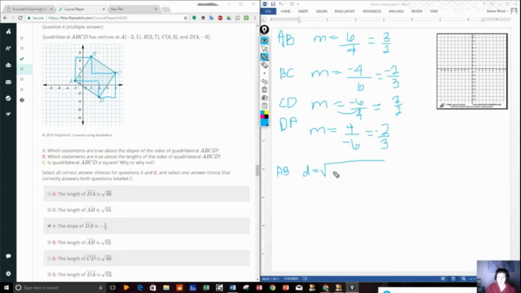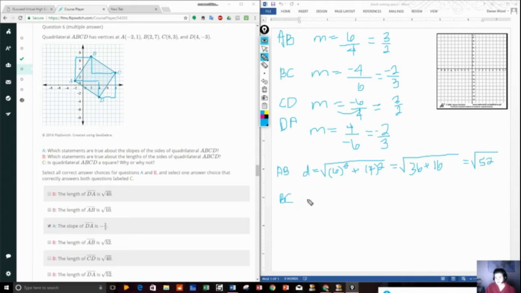So AB's length is equal to the square root of the vertical distance squared plus the horizontal distance squared, which equals, alright, so 6 squared is 36 plus 4 squared is 16, and 36 plus 16 is equal to 52, and we keep our square root. So square root of 52.